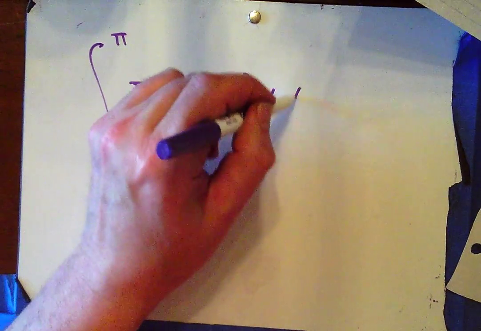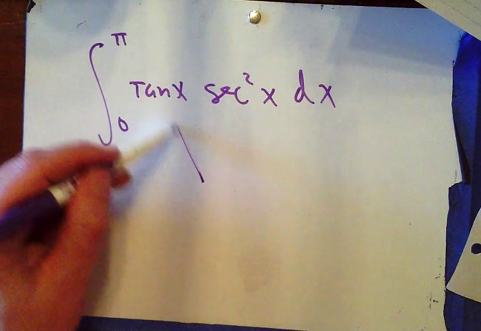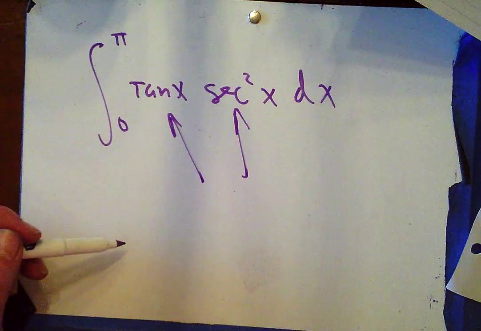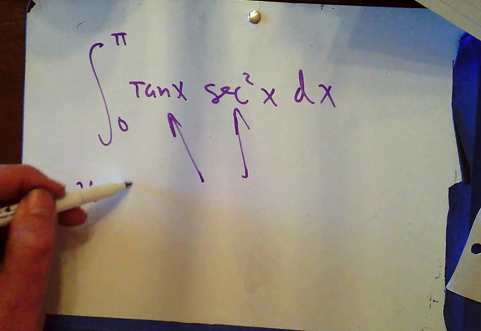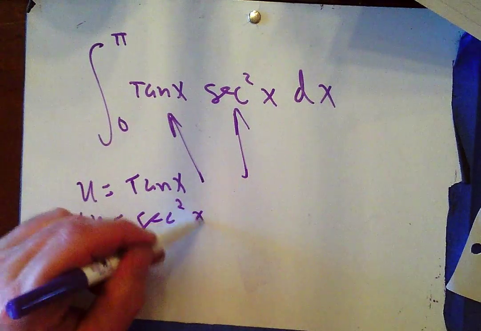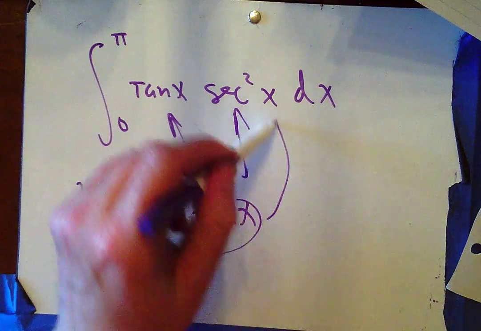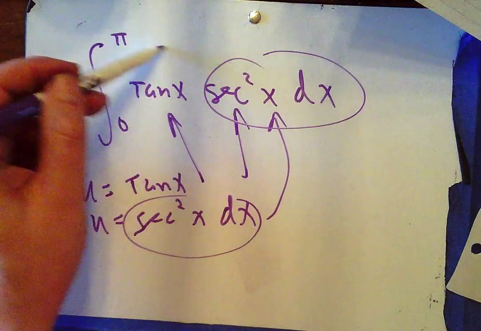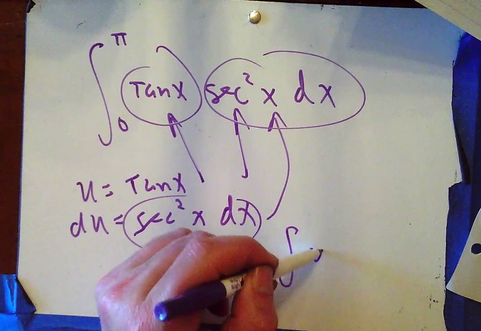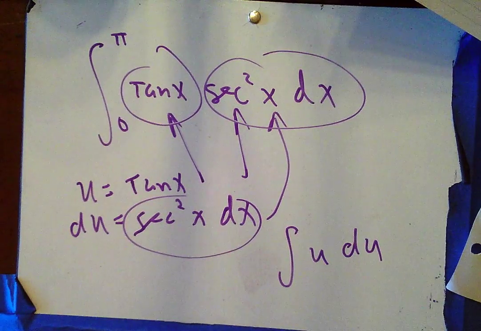Okay. One more. Okay. Let's do a definite integral. Tangent x secant squared x dx. And what do I see? I see a function and its derivative. So that means I'm doing a u sub. U is tangent x, du is secant squared x dx. So all of this is du. This is u. So I have the integral of u du. Well, that's great. I mean, that's so nice.